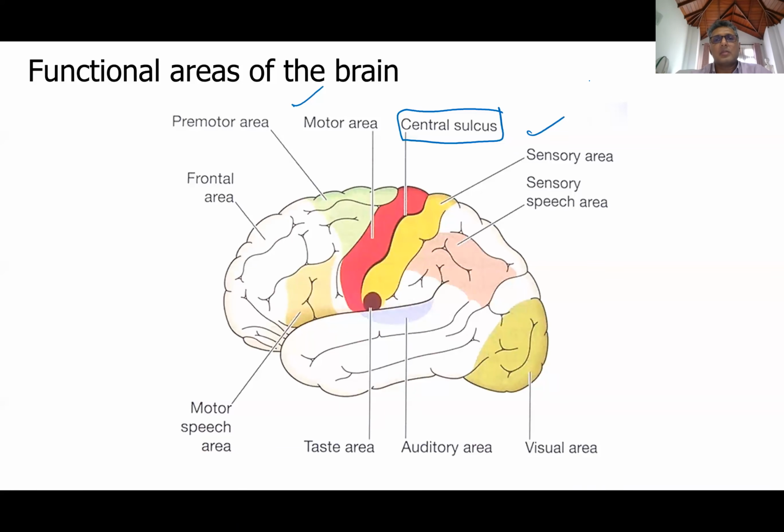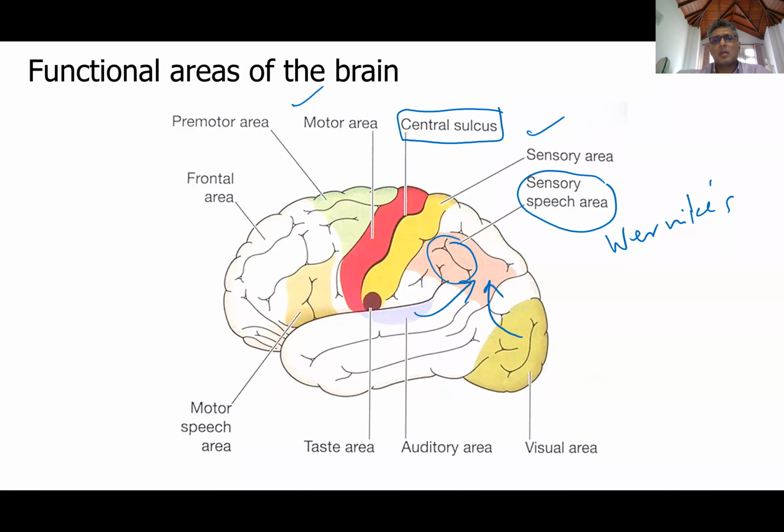Behind that, you get the sensory area or sensory cortex. It's precentral gyrus and postcentral gyrus. Then behind the sensory area, you get what is called sensory speech area or Wernicke's area. This sensory speech area, because what it means is that it gets sensory inputs for speech. Now, for you to talk, you need to hear and you need to see the other person, how the person is talking. So you need to get information from the visual area and the auditory area, hearing and vision inputs into this Wernicke's area in the parietal lobe.